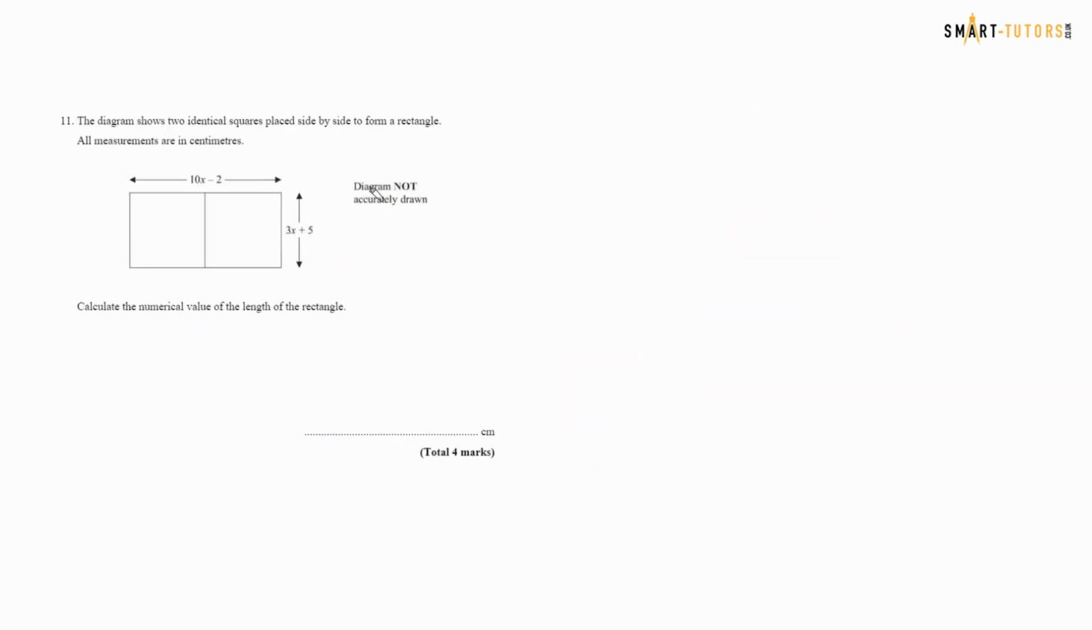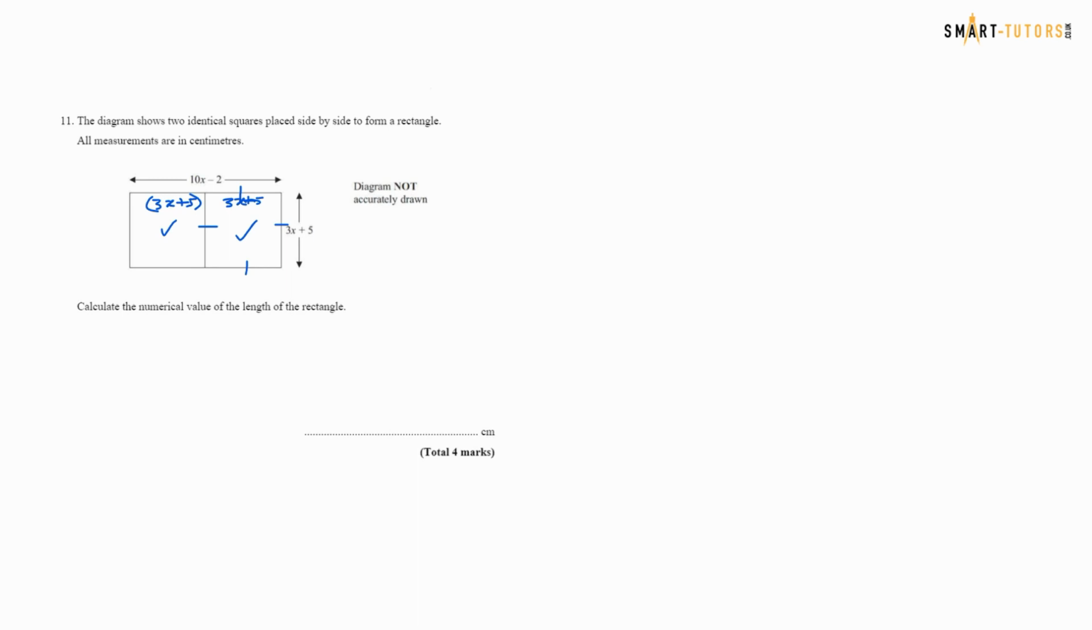Question number 11. The diagram shows two identical squares placed side by side to form a rectangle. All measurements are in centimeters. Calculate the numerical value of the length of the rectangle. So these both are identical squares, so all four sides are going to be equal. So if this is 3x plus 5, this has to be 3x plus 5, and this has to be 3x plus 5. This length: so 2 times 3x plus 5 equals 10x minus 2.